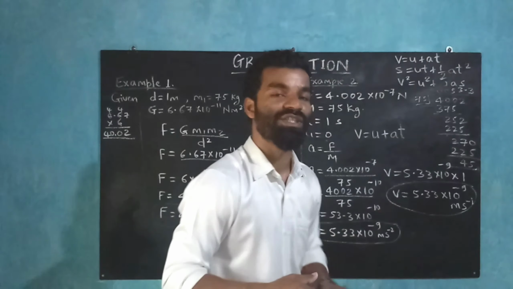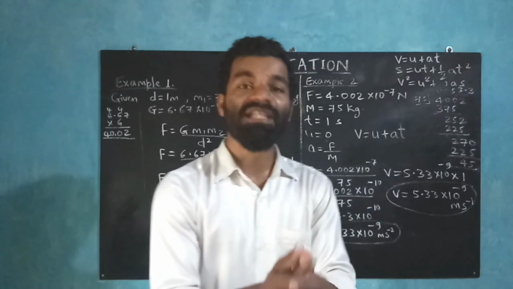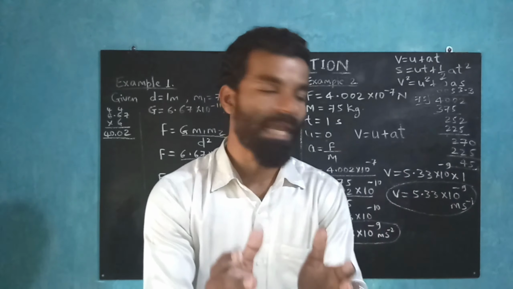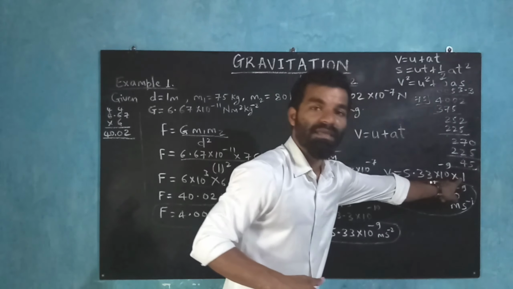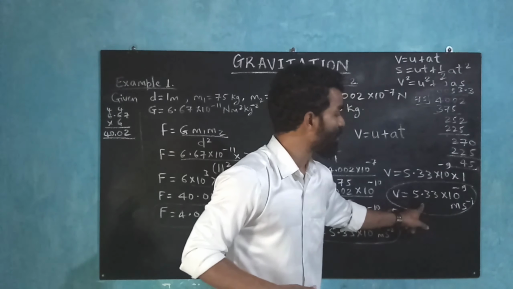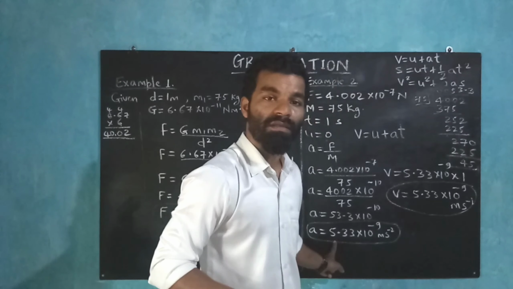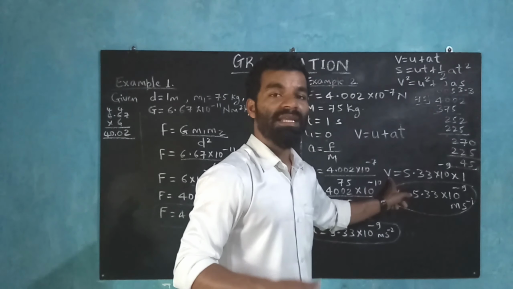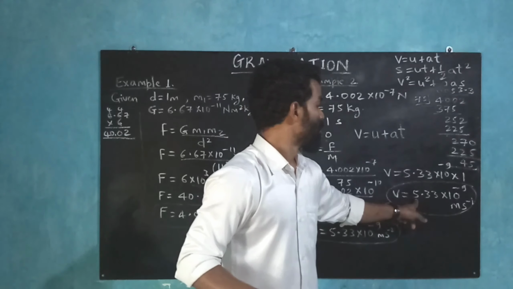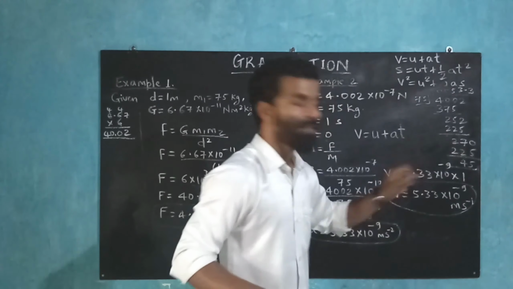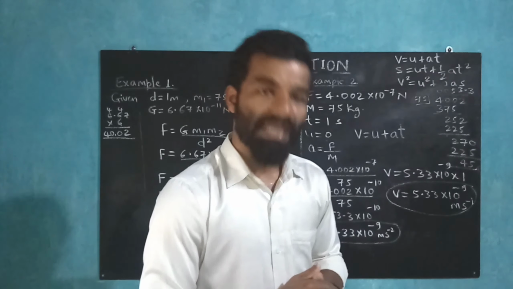And next, what is the question? You are told to find if the velocity will change with respect to time. Yes, it will change with respect to time. As time increases, velocity will also increase because time is multiplied to the acceleration. So if this becomes 2, this number will double. If this becomes 3, this number will triple. So as the time increases, velocity increases.